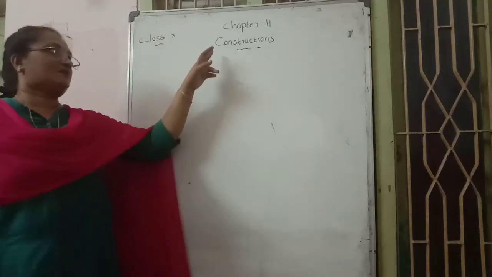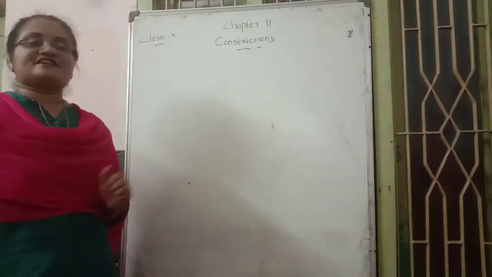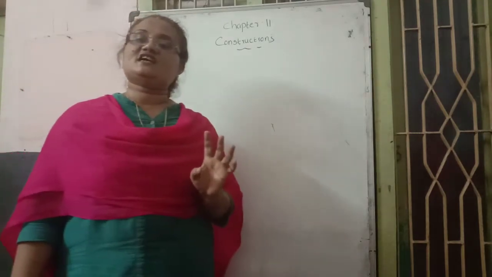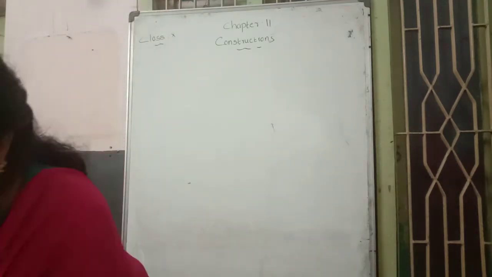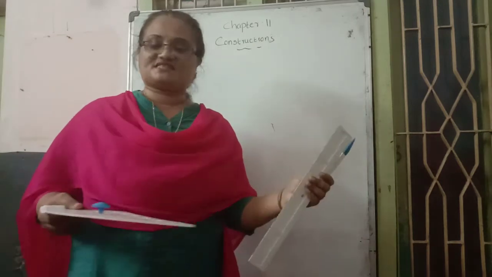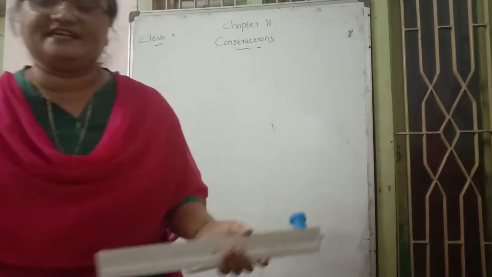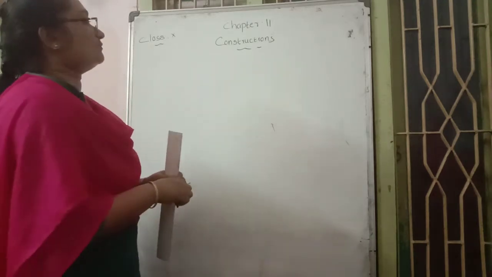We are going to discuss chapter 11, the construction chapter. In this construction chapter, we need a geometry box. The important geometry instruments we need are a scale, a compass, and a protractor. So, first question, exercise 11.1.